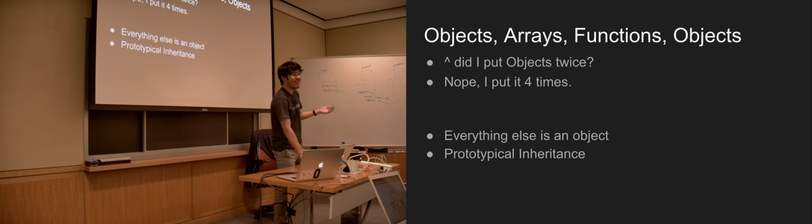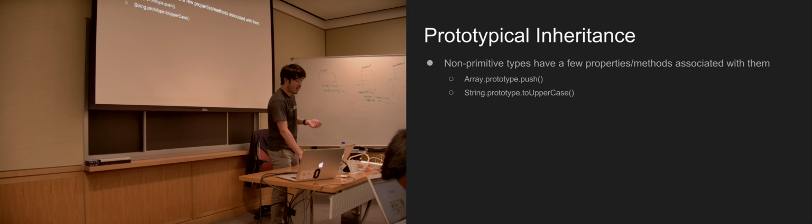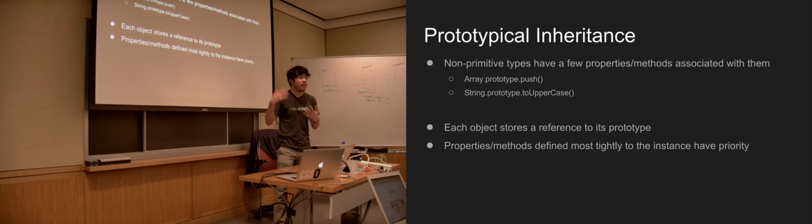And so what is prototypical inheritance? It comes with every single instance of that object. Yeah, exactly. So non-primitive types have methods, and every object stores a reference to that prototype, which we can then call.